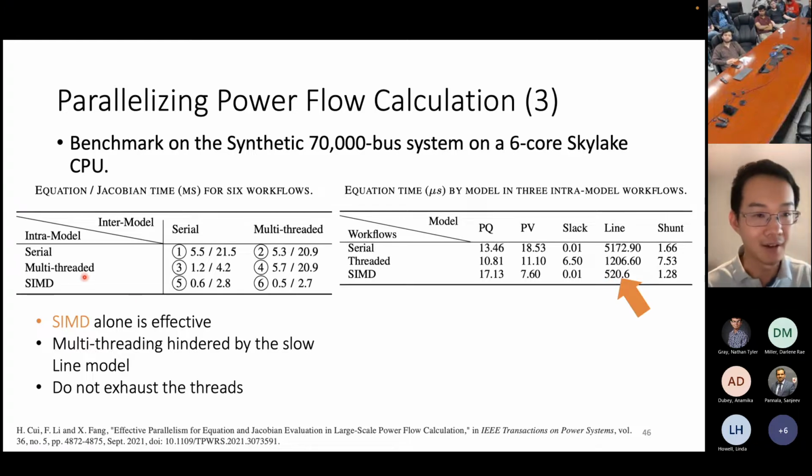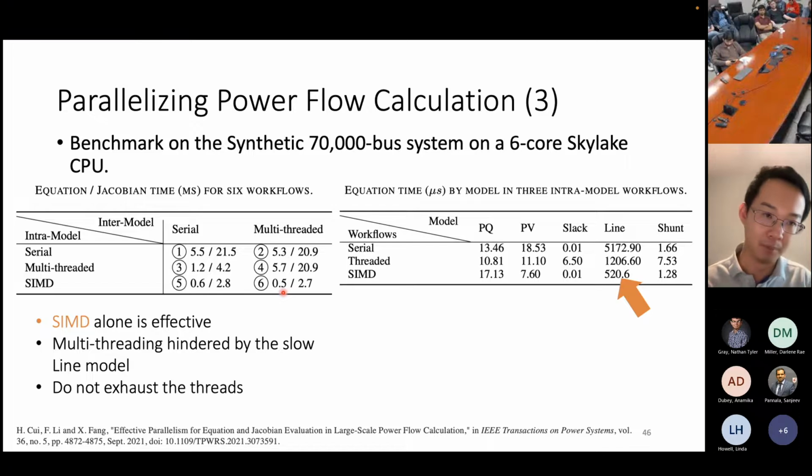On the other hand, there is another weird situation here. If we apply multi-threading for the inter-model and intra-model calculations, we see that the calculation time is even longer than the serial calculation. This is because if we run out of threads, this will effectively become serial execution plus the multi-threading overhead. So my conclusion is that SIMD alone is effective, because putting multi-threading on top of SIMD can only reduce the time from 0.6 to 0.5, but it breaks single-threadedness.